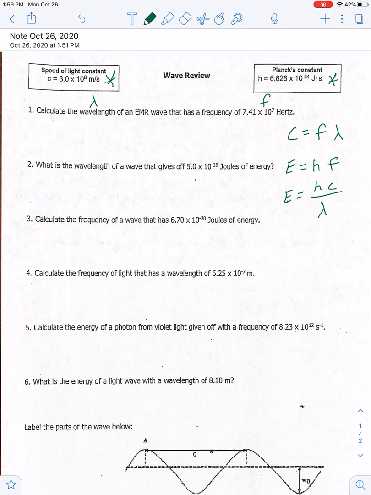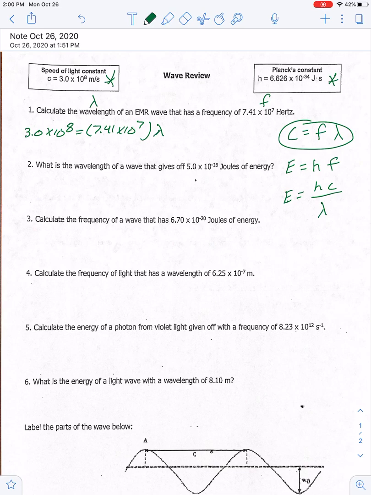So then I would look which equation uses wavelength and frequency. And that would be this one right here. So that's the equation we're going to use. So C equals frequency times wavelength. So C, which we already know, is 3.0 times 10 to the 8th equals frequency times wavelength. So my frequency is 7.41 times 10 to the 7th. And I don't know wavelength, so I'm going to leave it as lambda.